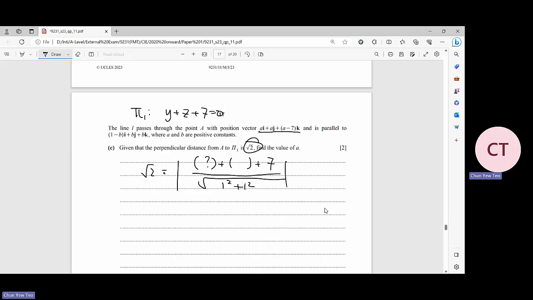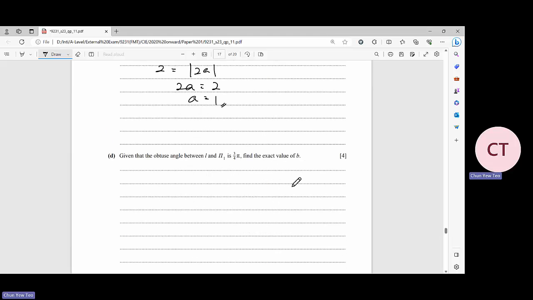So this point will be the point A. This is the point, so I just need to put in a and a minus 7 inside. Just replace a and a minus 7 inside. Then at the end, I can get this answer as root 2 equal to the modulus of 2a. Okay. Then because a is positive, they mentioned that a is positive, so the modulus of 2a is positive 2a. Then a is 1, just like that. Done.